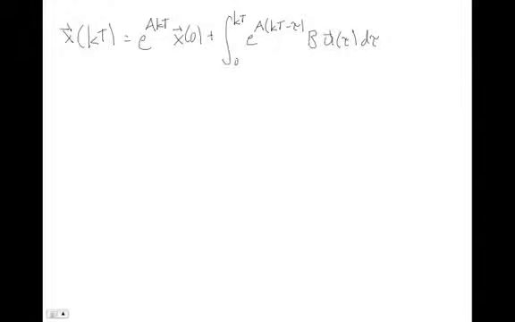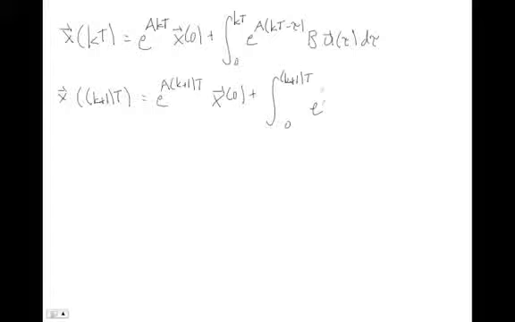We can do the exact same thing for x at (k plus 1)T. Ultimately, we're talking about transitioning from some arbitrary kT to some other arbitrary (k plus 1)T at the next time instant. We're seeing how this evolves. So now this looks like e to the A (k plus 1)T times x naught, plus this integral from 0 to (k plus 1)T of e to the A ((k plus 1)T minus tau) B u at tau, d tau. So I have these two equations here, and they are just fact. They are just a restatement of the original equation.